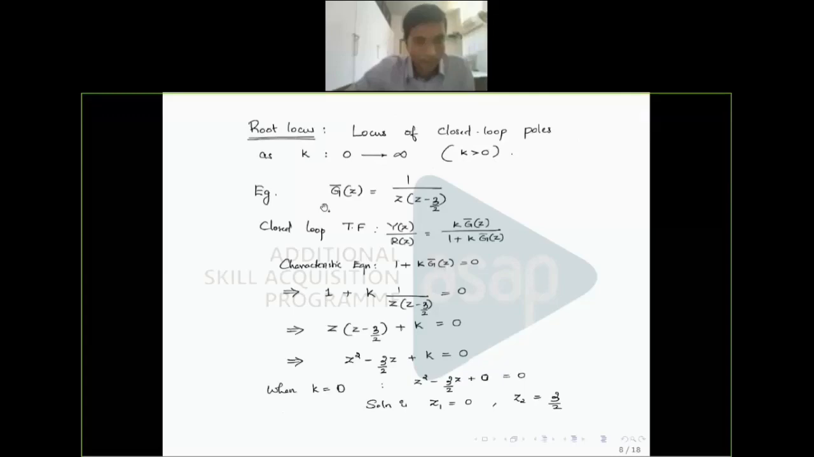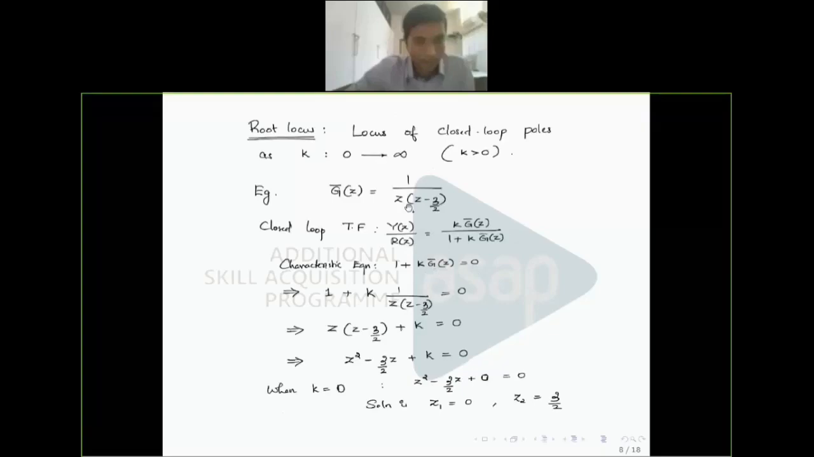Let's consider a transfer function, or we are continuing with that transfer function. We have obtained g bar z as 1 by z into z minus 3 by 2. So there is an open loop pole at 0 and an open loop pole at 3 by 2. The closed loop transfer function is given by y of z by r of z, which is kg bar z by 1 plus kg bar z, and the characteristic equation is given by equating the denominator to 0. So 1 plus kg bar is equal to 0, and you substitute what is g bar z.